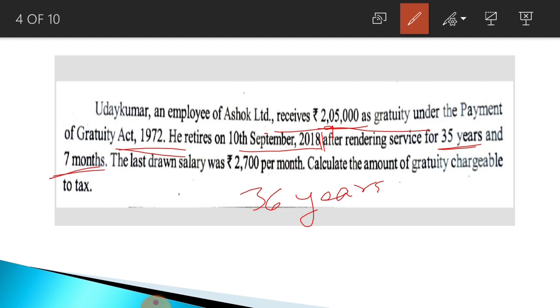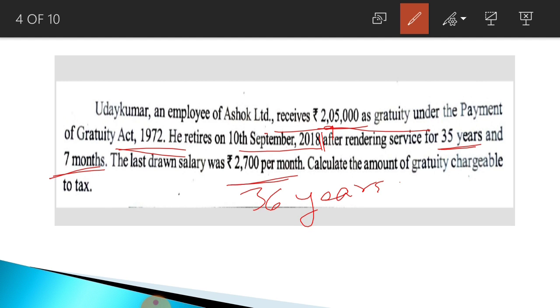His last drawn salary is 2,700 per month. This information is useful to calculate 15 days salary. Calculate the amount of gratuity chargeable to tax.